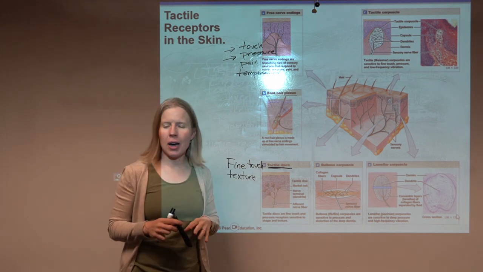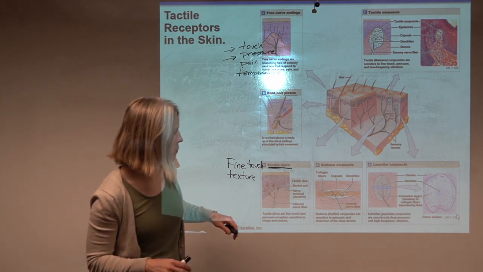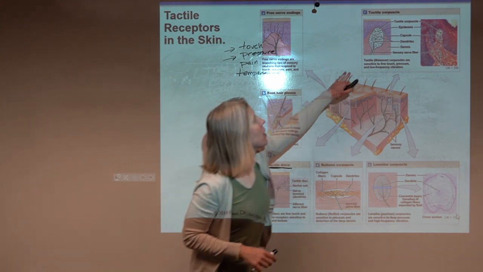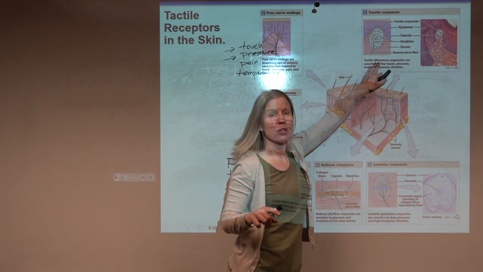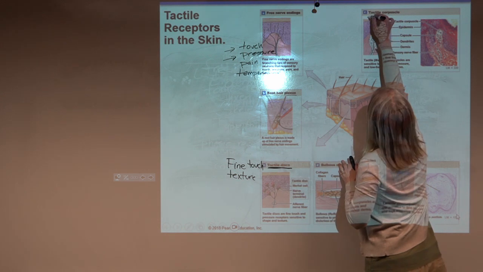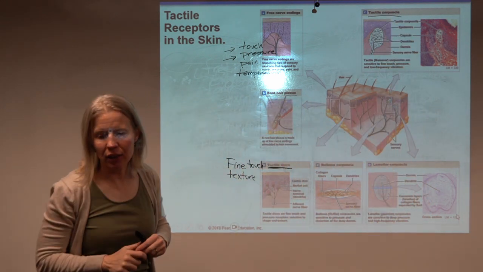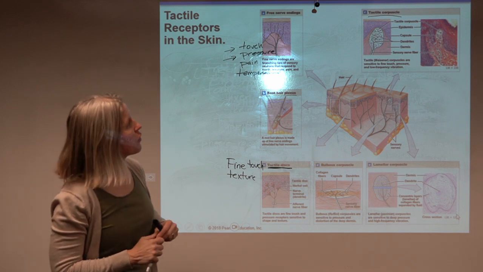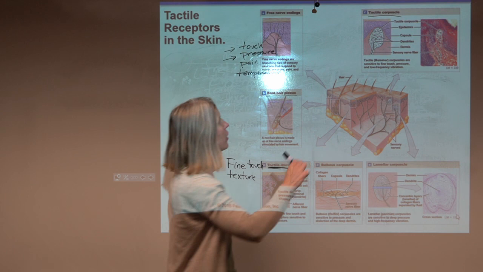Anyway, other tactile receptors, you have the tactile corpuscle, formerly called a Meissner's corpuscle. They're really trying to get away from people names, so I'll go with tactile corpuscle. This gives us more information about pressure as well as vibration.